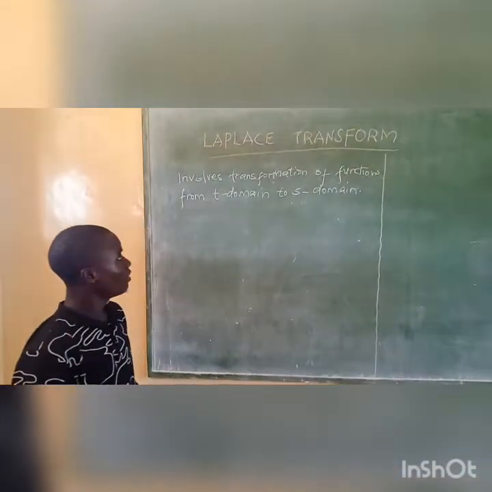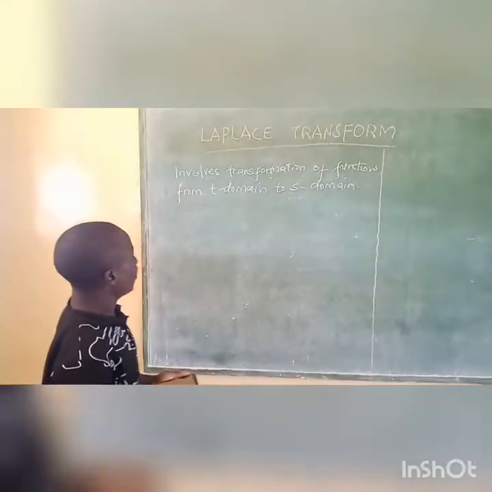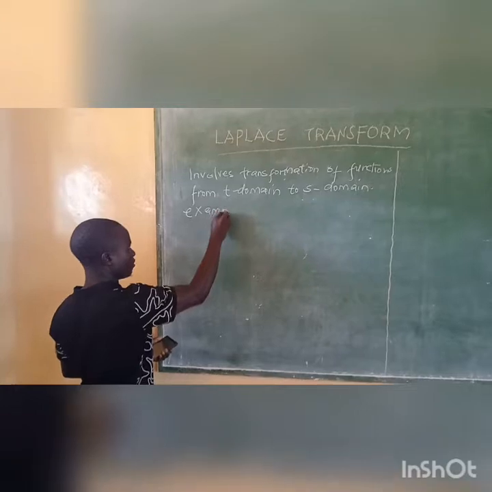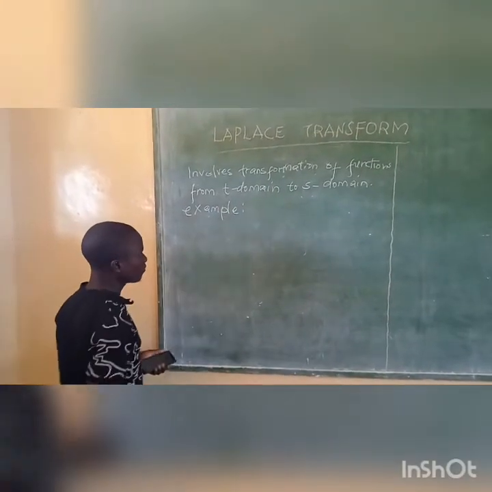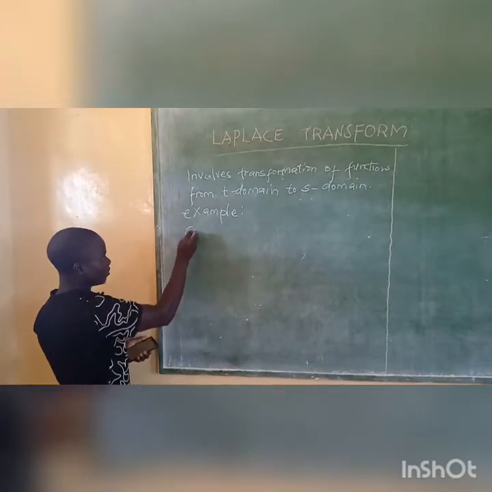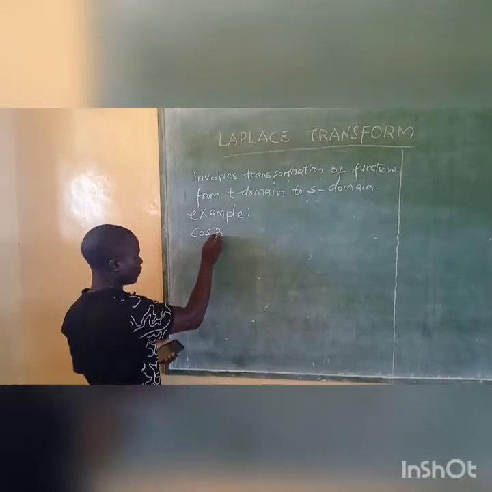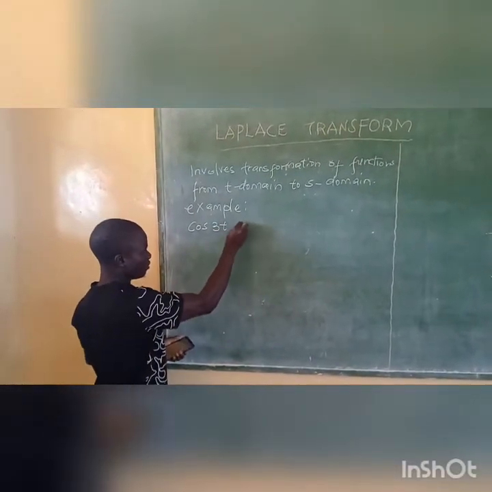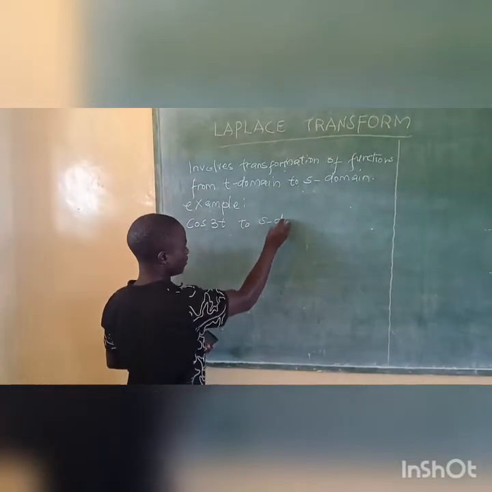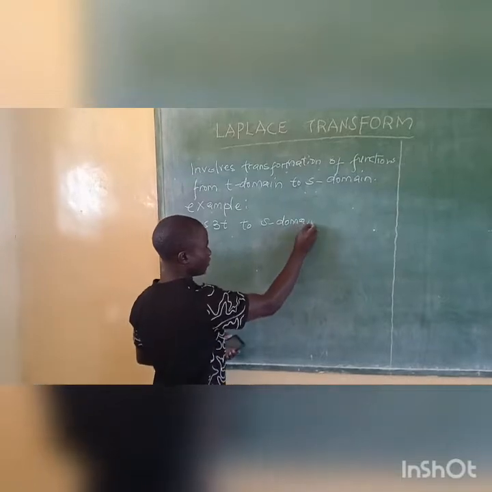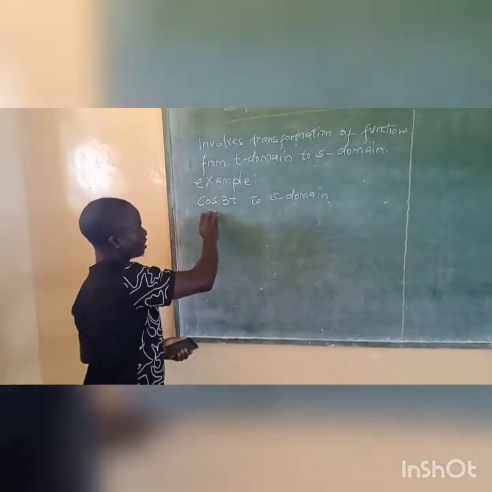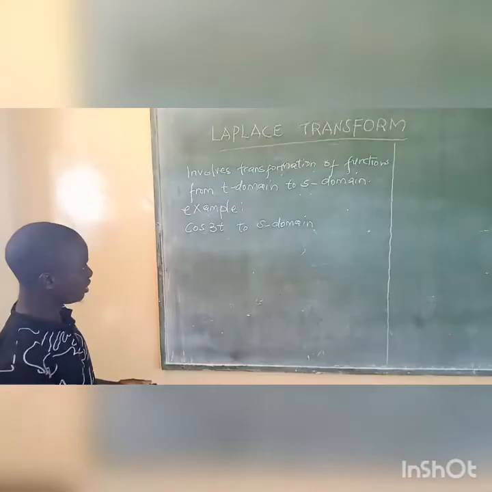So let's have an example. Given an example like, change the cos of 3t to S domain. Meaning we are changing this, we are getting the Laplace transform of cos 3t.